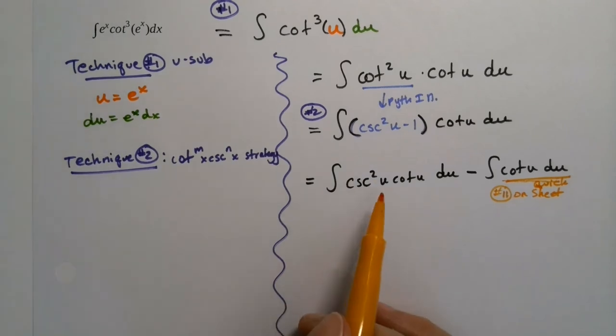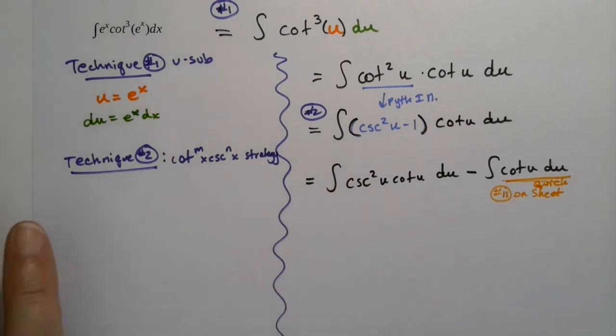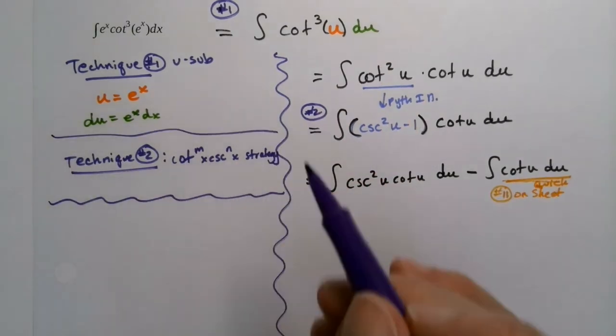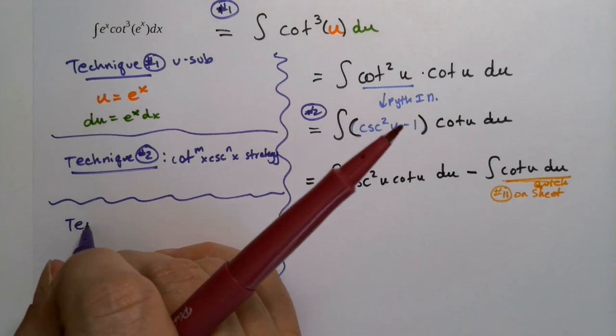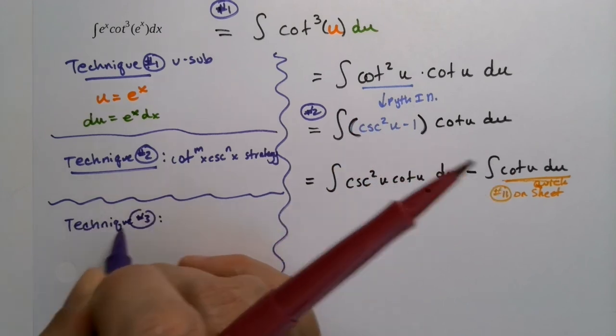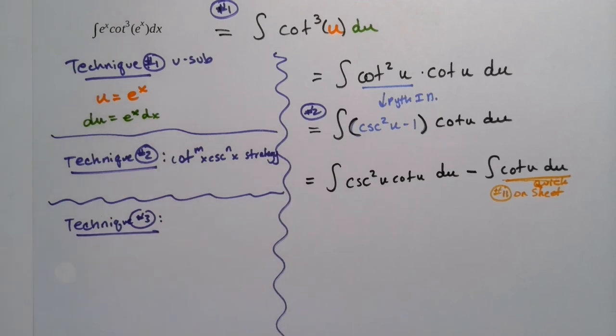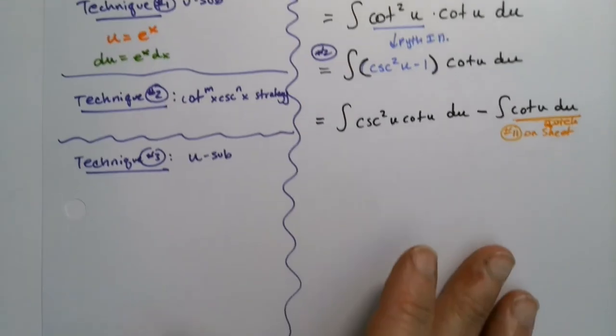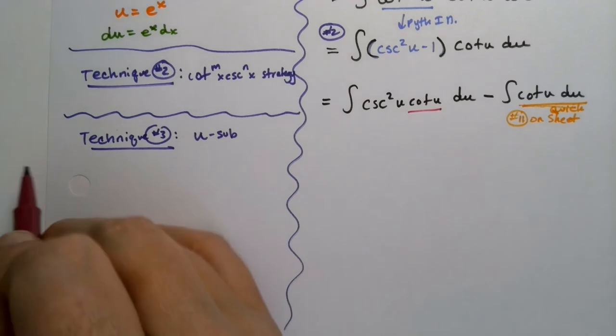All right, now this one, however, remember that the derivative of cotangent is cosecant squared. So I think we can use another u sub right here. So technique number 3 is going to be yet another u substitution. All right, so u, I'm going to make cotangent of u.